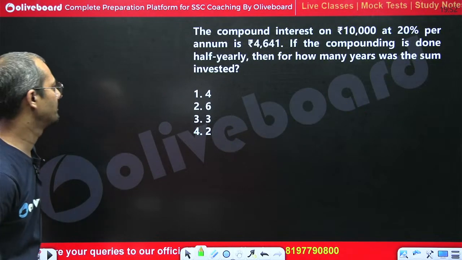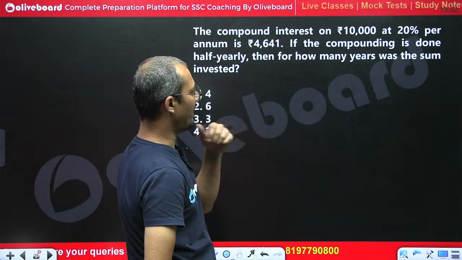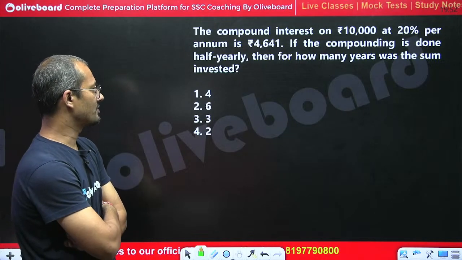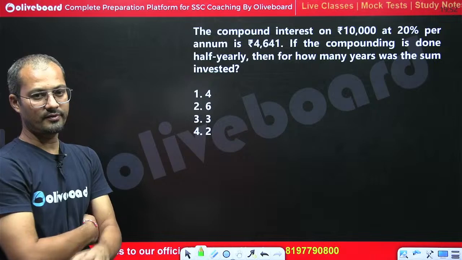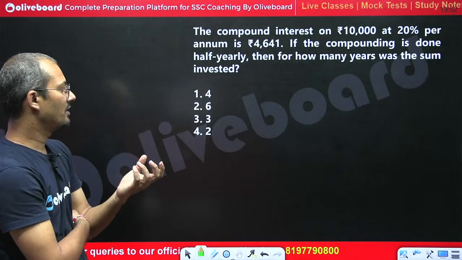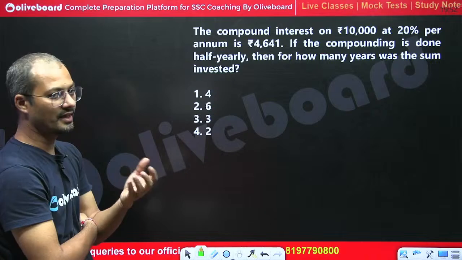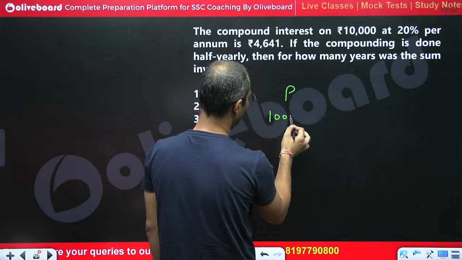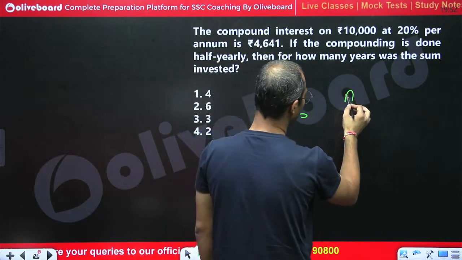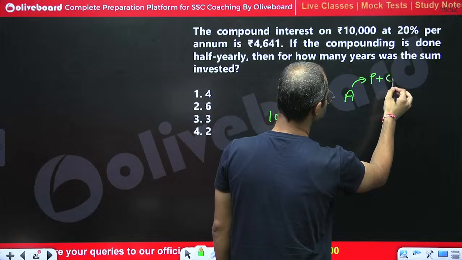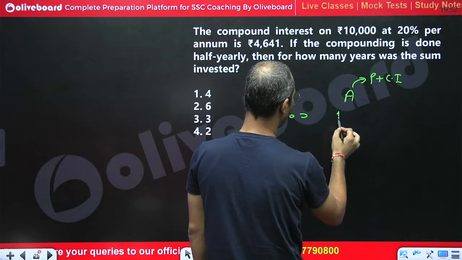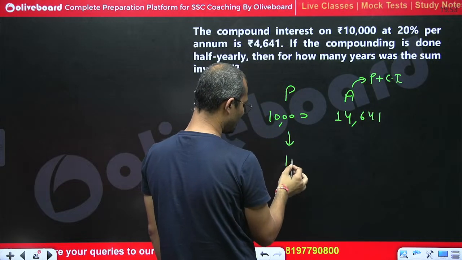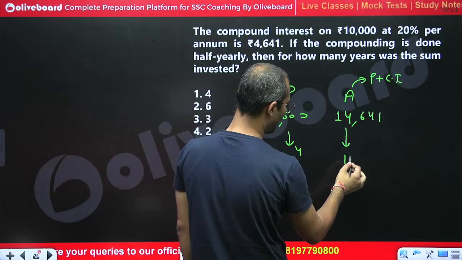Moving to the next question. The compound interest on 10,000 at 20% per annum is rupees 4,641. So here we are given principal and the compound interest for certain time. So we can say that the principal value is equal to 10,000 and amount, we know that amount is equal to principal plus compound interest. So this would become 14,641, right? So we know that this is the 10 to the power 4 and this is 11 to the power 4.